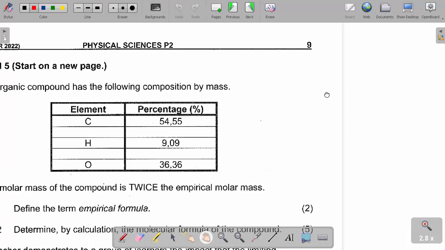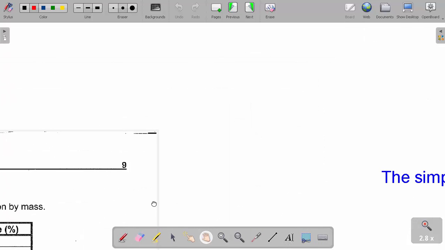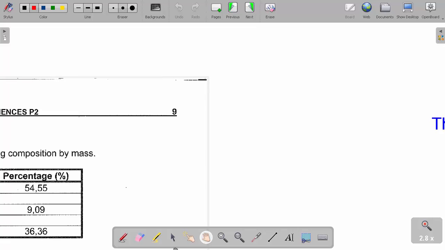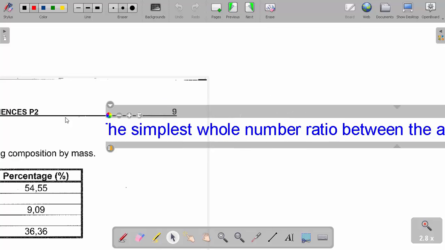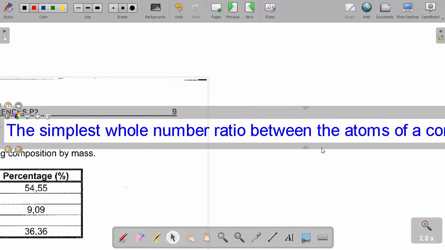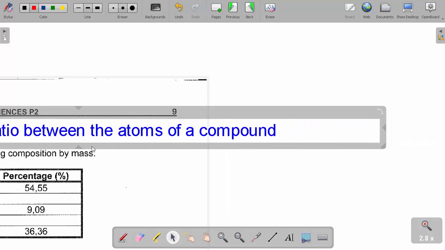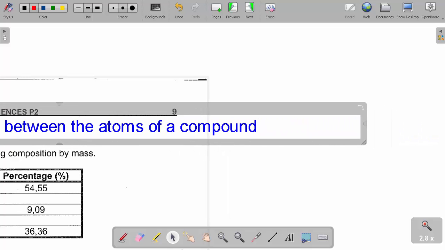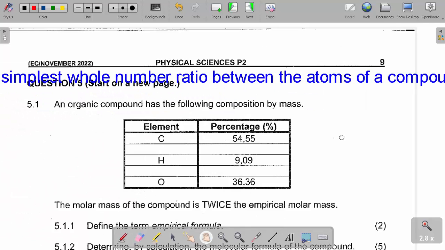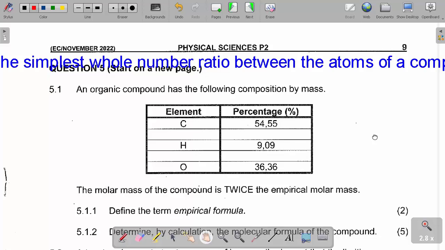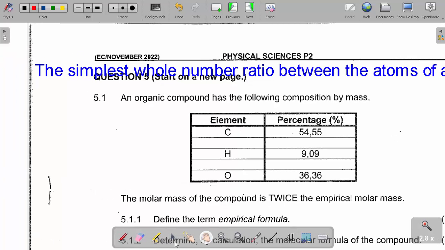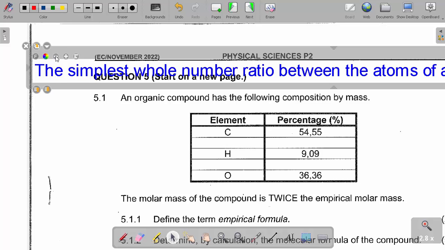What is empirical formula? Anybody who remembers that? Empirical formula is the simplest whole number ratio in which atoms combine in a compound, okay? So empirical formula is the simplest whole number ratio in which atoms in a compound combine.